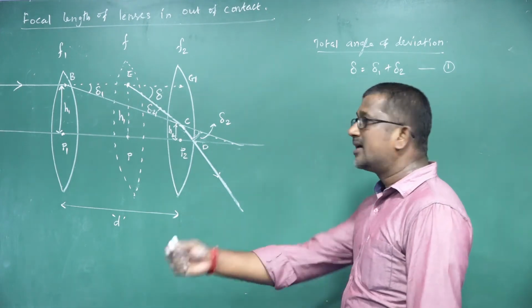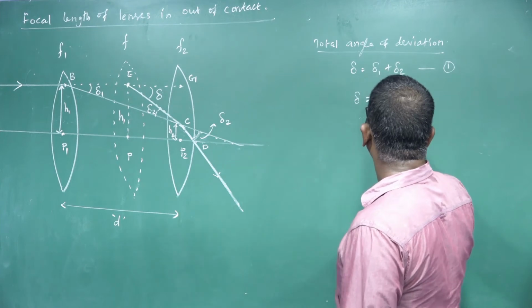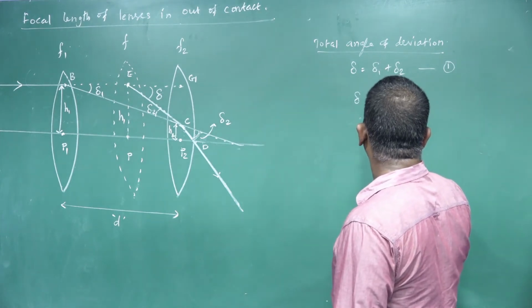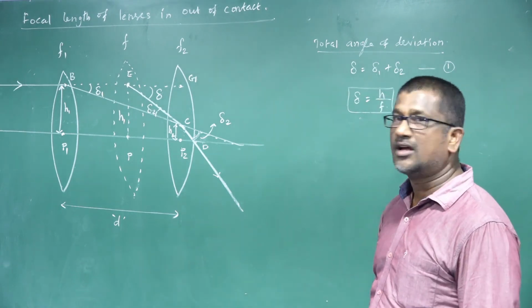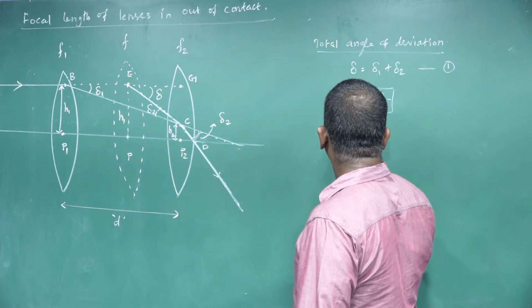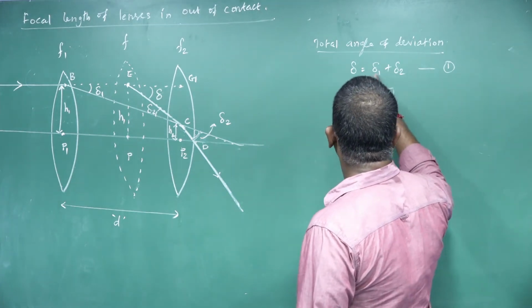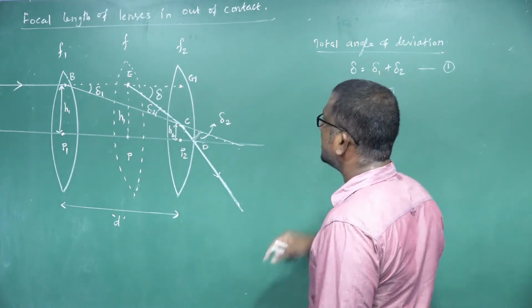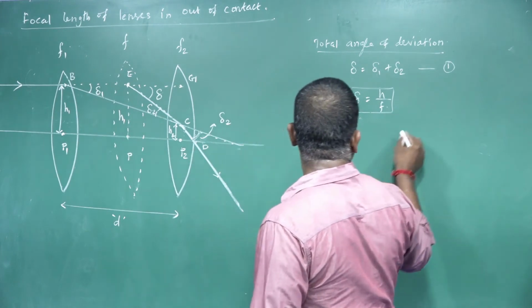Already we know that the angle of deviation is nothing but the ratio of height to the focal length. Here the total angle of deviation produced by the combination of two lenses is del, which is equal to del 1 plus del 2. Here del 1 is equal to h1 divided by f1.